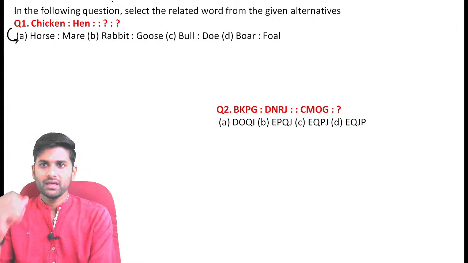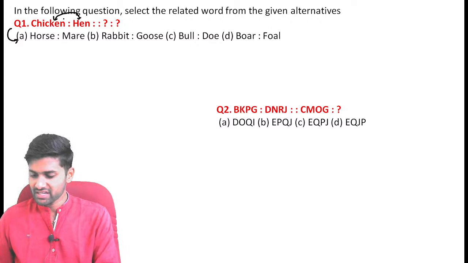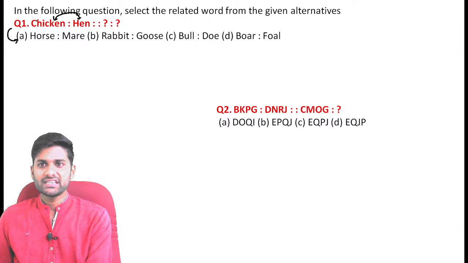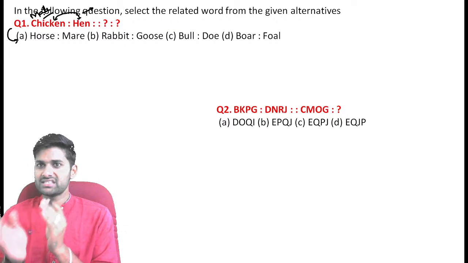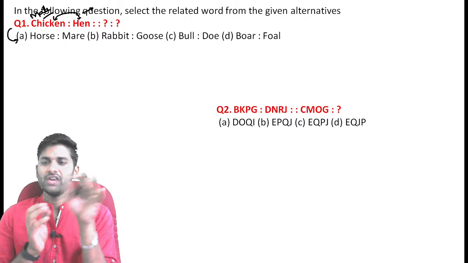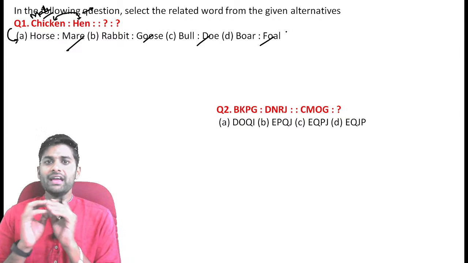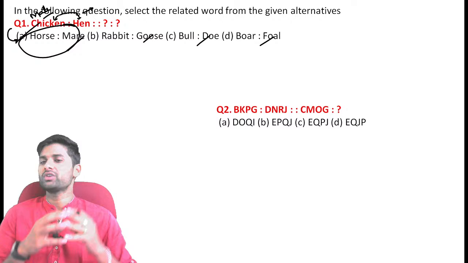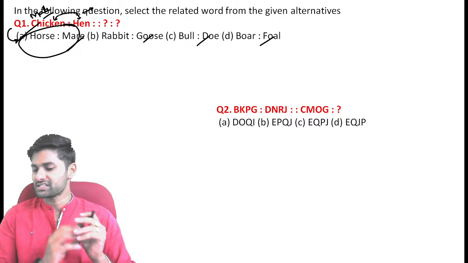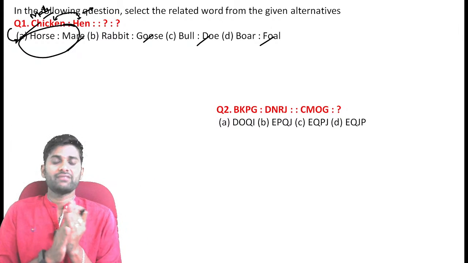Now, if you see this question, the given relation, the analogy, is chicken and hen. What is the observation, guys? Chicken is related to male and hen is related to female. So there is a male and female relation. If you see the options: horse, mare, rabbit, goose, bull, bow and foal. We can represent a male and female relationship exactly with horse and mare. So the suitable relation here is chicken, hen and horse, mare. That is the suitable option. So one is the correct answer, guys. Very good, Supriya.